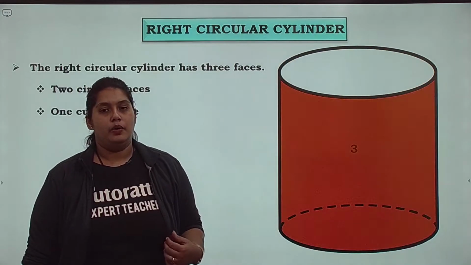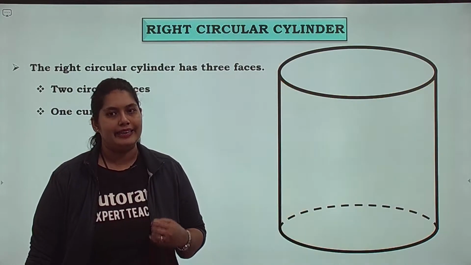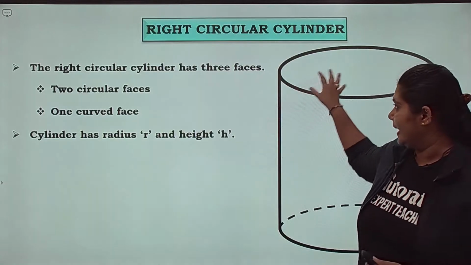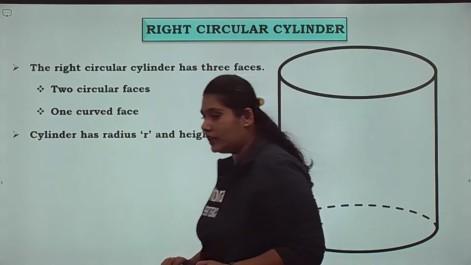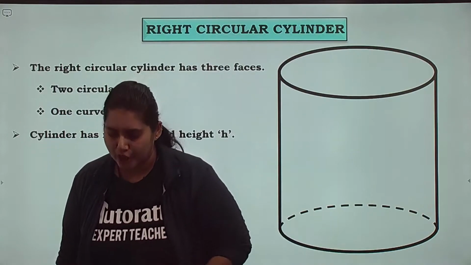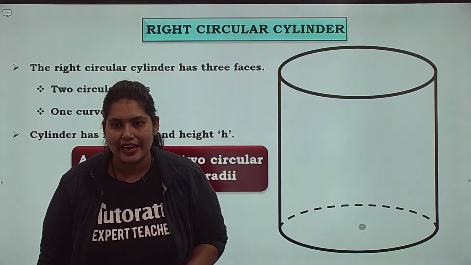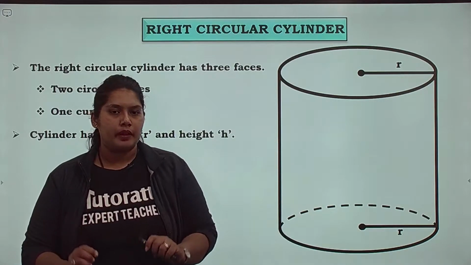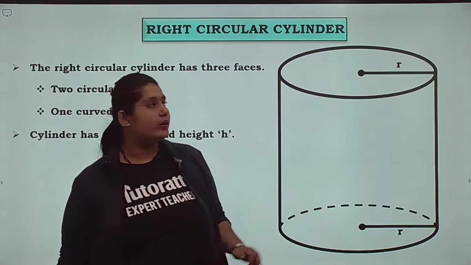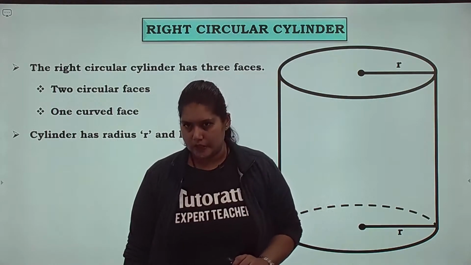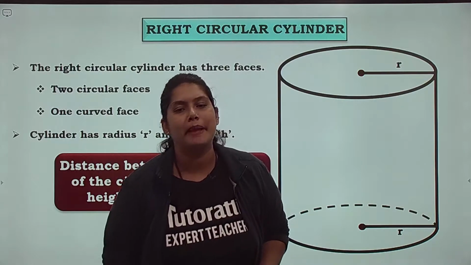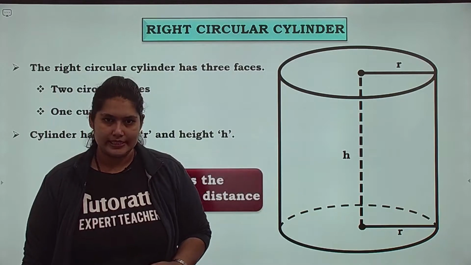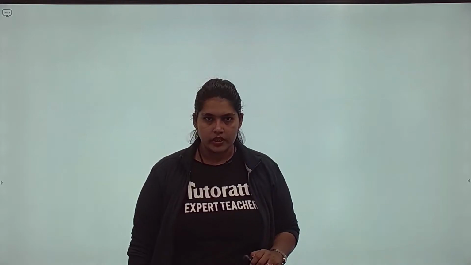Okay? Now, this cylinder has two circles on the top and at the bottom, and they are equal. That means the radii of both the circles at the top and at the bottom are equal. Fine. And when I join the centers of these two circles, it gives me a perpendicular, right? And that's the height of my cylinder. Fine children? Is this clear?